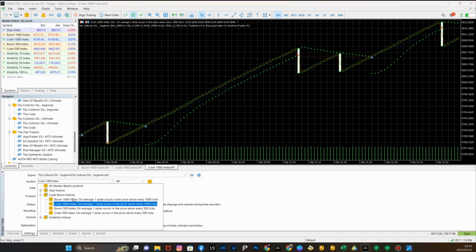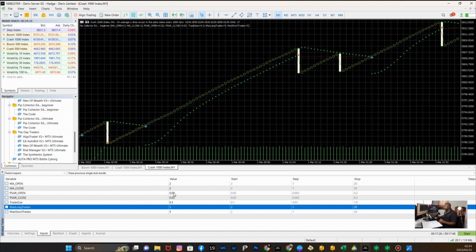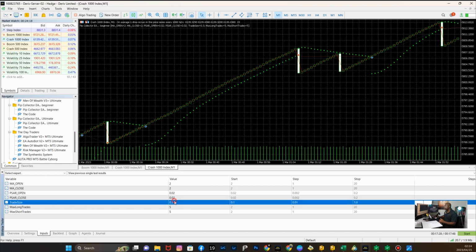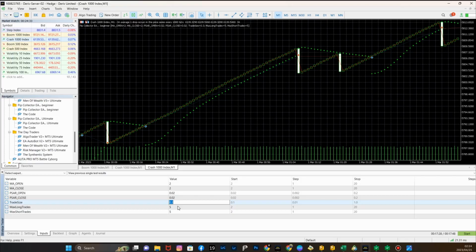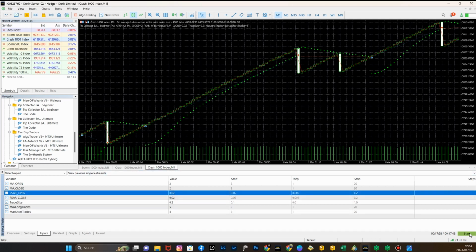Without wasting any of your time, here on screen I'd like to select Boom 1000. I'm going to keep the same parameters from the 1st of April to the 25th, and we're going to start with 1000 USD. The parameters are pretty much the same. Don't forget, Boom 1000 and Crash 1000 have a minimum lot size. You can't use 0.19, you can only use 0.20 and above on this particular market. I'm going to go for five positions, and the rest I'm going to leave the same.